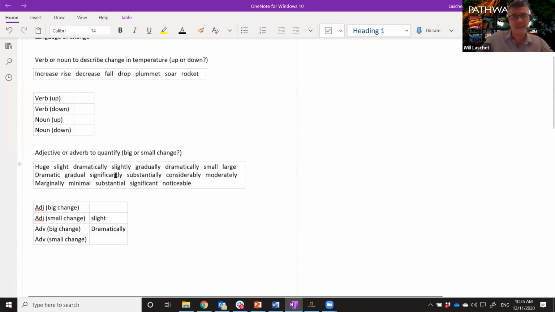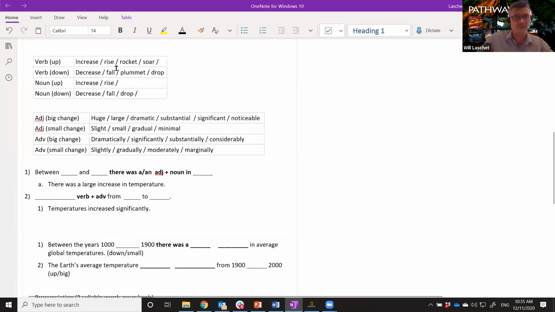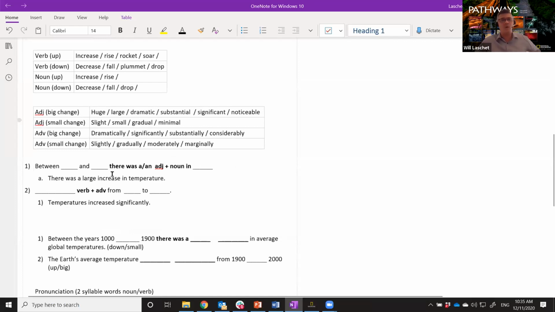And then once they've done that, they will have two charts which look like this. And then what we're going to do is give them two sentence stems, okay? We're going to give them a structure which they can use. So let's have a look. We've got two sentences here which relate to the graph that I just showed you.